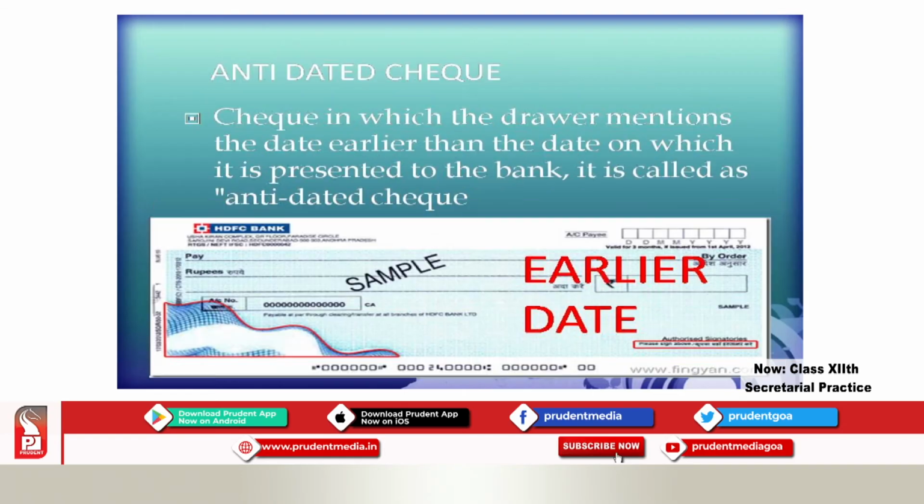There is also something called an antedated check, which means you are issuing a check today. Today is the 20th of November, say for example, but you are writing the date as the 6th of October. Some days back, some days early, that is called an antedated check. This is also allowed.